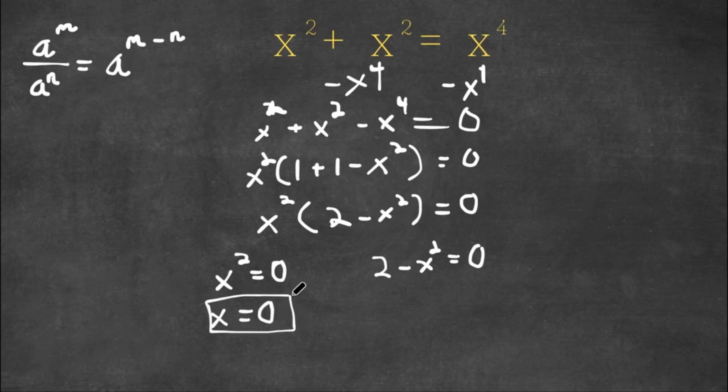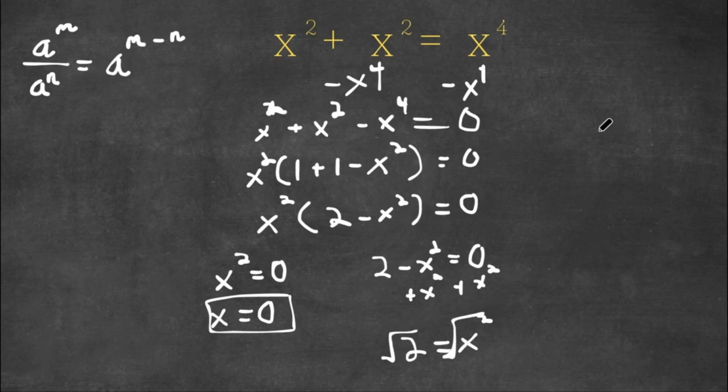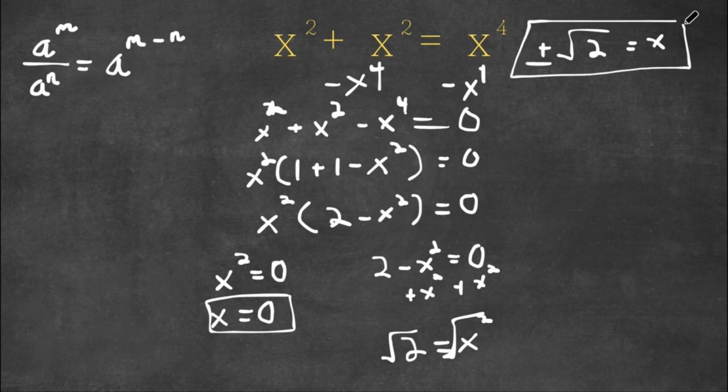That is one solution. Now for the second equation, I'm going to add x squared on both sides. So now we get 2 is equal to x squared. And now if I take the square root on both sides, I get plus or minus the square root of 2 is equal to x. So these are two more solutions to this equation.